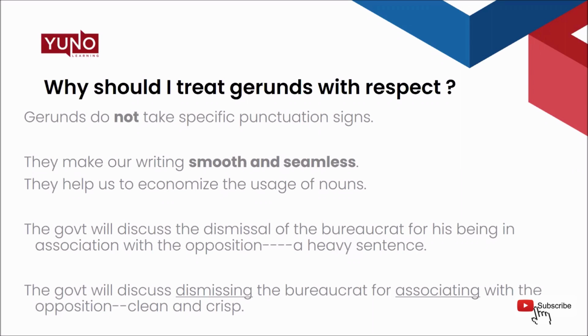Now we can really replace this excessive usage of nouns with gerunds, like the government will discuss dismissing the bureaucrat for associating with the opposition. So a much shorter, cleaner, and crisper sentence. So I hope you agree with me that gerunds, yes, they need all the respect, they need all the importance, and we should learn how to use them correctly.